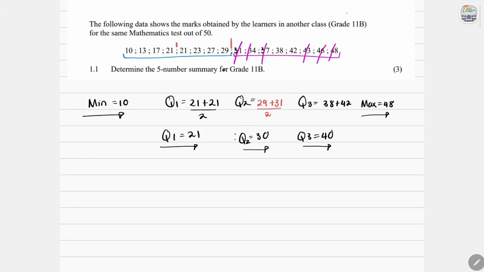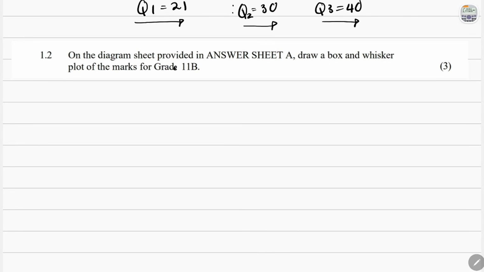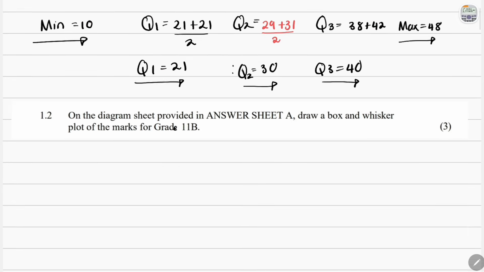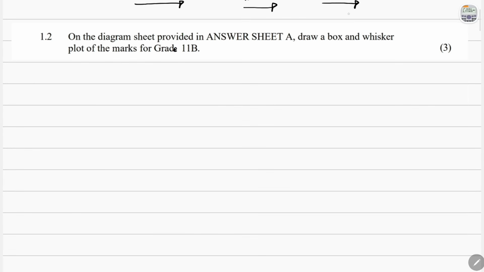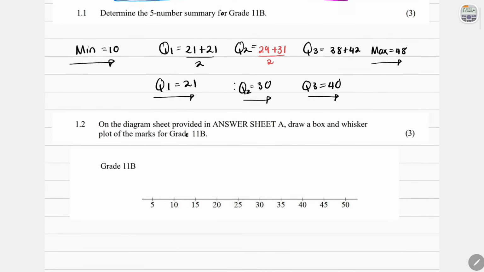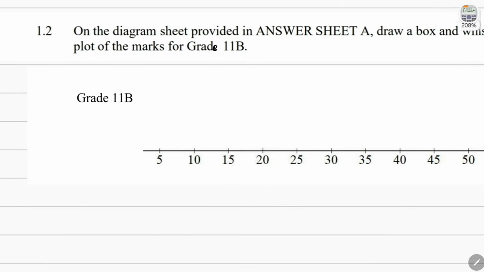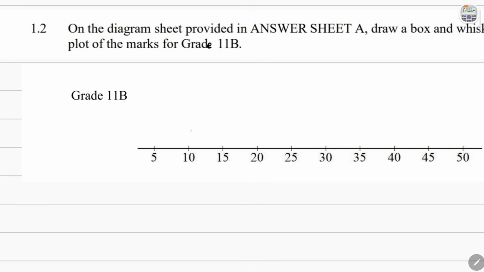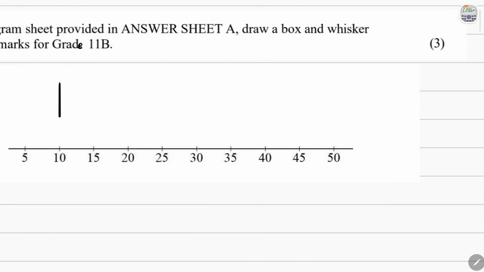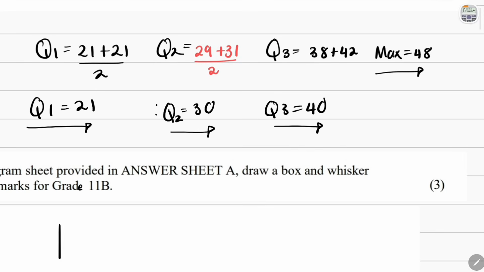Moving on to the next question. Question 1.2 says, on the diagram sheet provided in answer sheet A, draw a box and whisker plot of the marks for grade 11B. Okay, so we have the 5-number summary. Let's just get that diagram sheet. Okay, so diagram sheet, and let's go ahead and put down the minimum and the maximum values. So the minimum value here is 10. So we'll just put a line down for 10. Just trying to make sure it's at 10. So line down for 10 and then a line down for the maximum as well, which is 48.